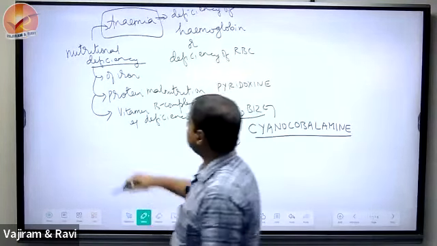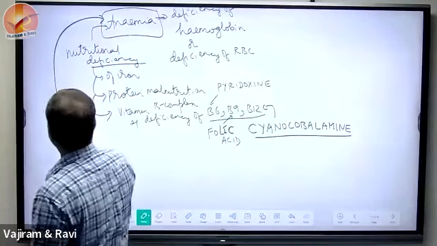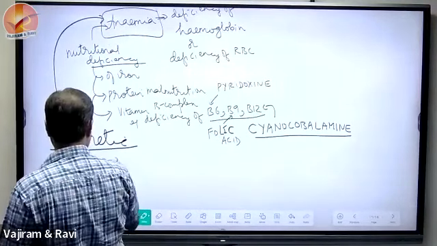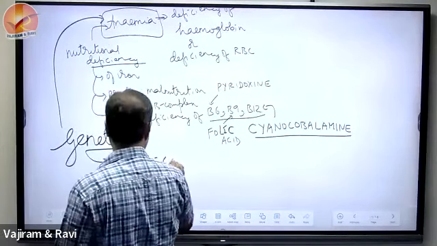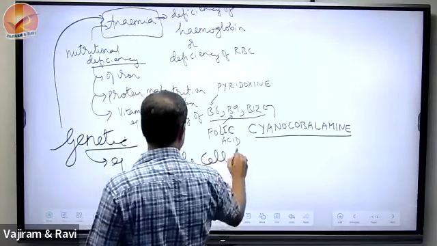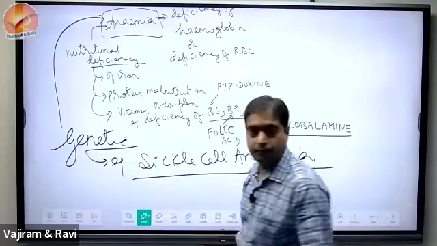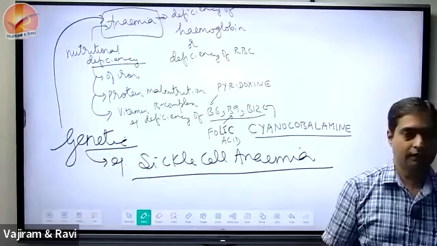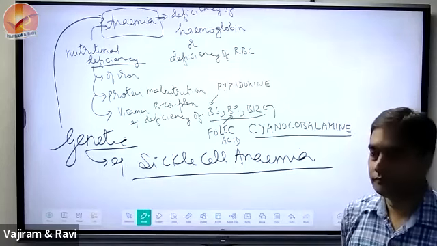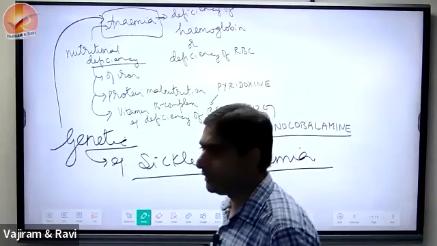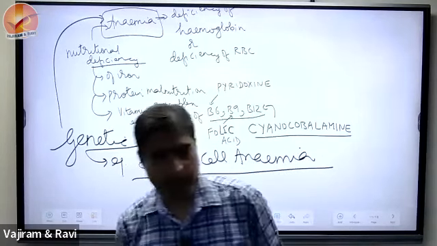Anemia can be genetic also. For example, sickle cell anemia. Yes, thalassemia also. We'll discuss later on what exactly sickle cell anemia is. So this is a genetic disease.